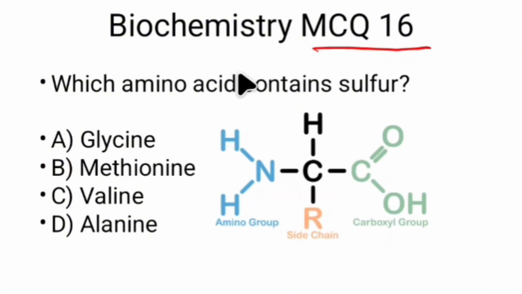Question number 16. Which amino acid contains sulfur? The correct option is B. Methionine is an amino acid which contains sulfur.